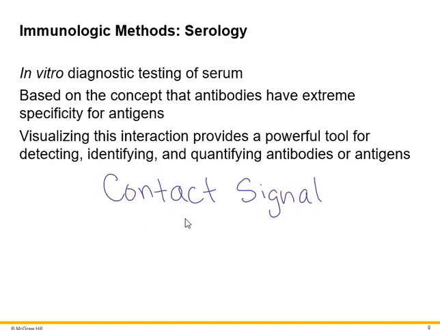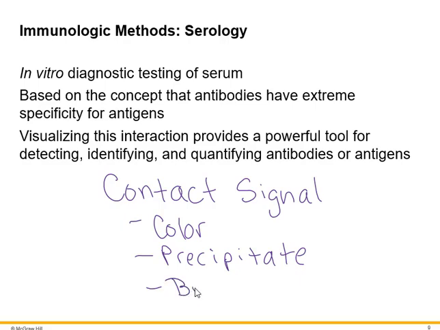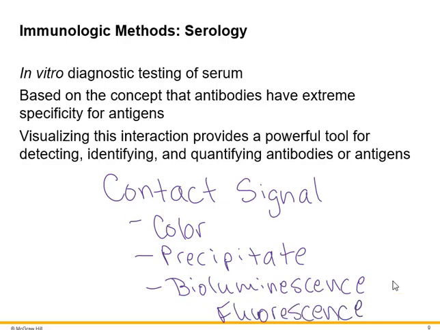And so for a contact signal, you have some sort of a color, or maybe a precipitate, maybe some bioluminescence or fluorescence, something that's going to help you identify that there is an antigen-antibody reaction occurring, because of course the antigens and antibodies are very small, microscopic. This isn't something you can see.